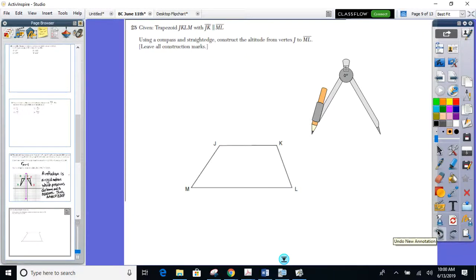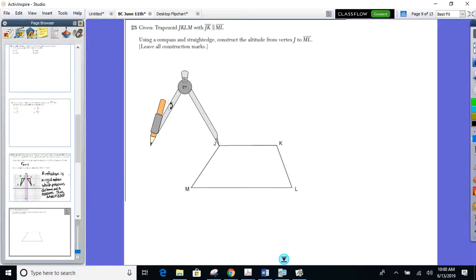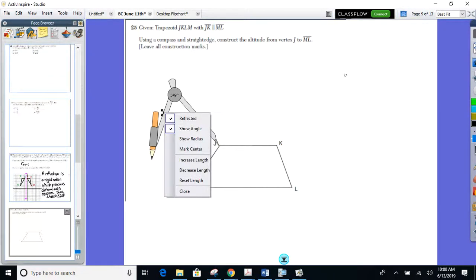And this is not the fish. This is why I'm doing it, because you guys think the fish is the answer to everything. Most things, I'll agree, you got me there, but not this one. What do we have? Put my compass where first? On J. And then try to make an arc that does what? Intersects ML in 2 spots.